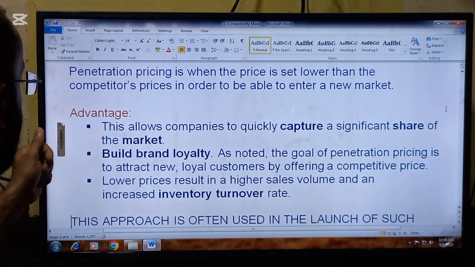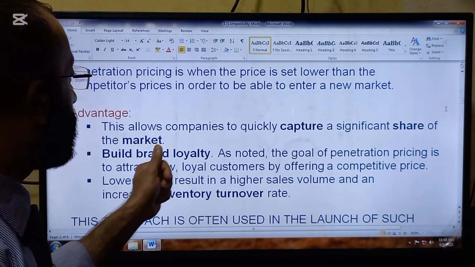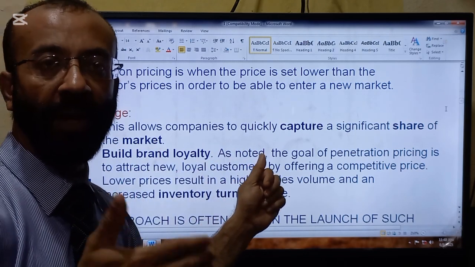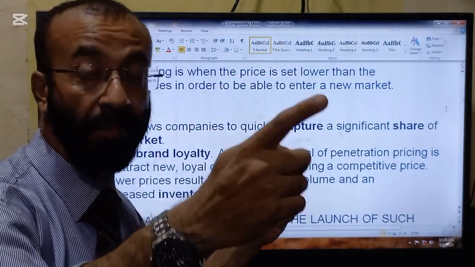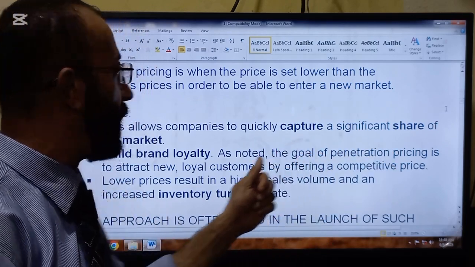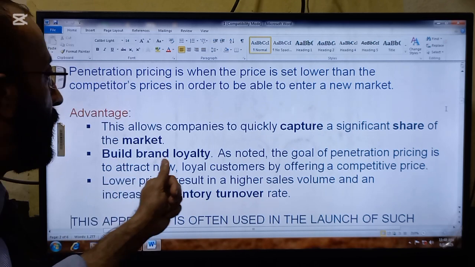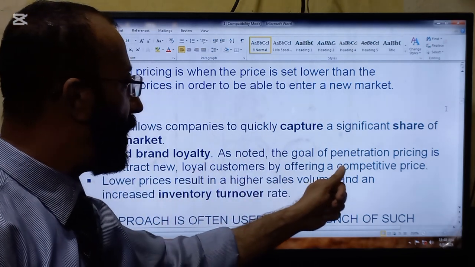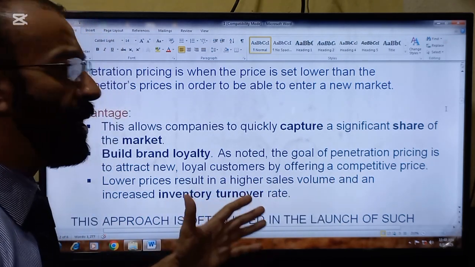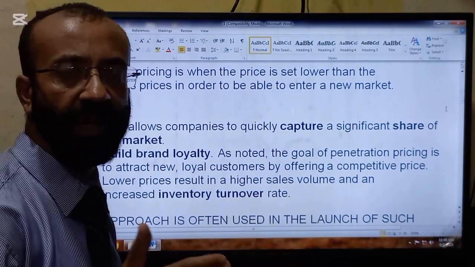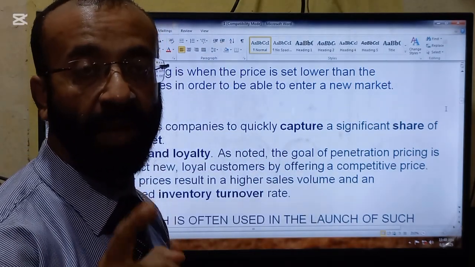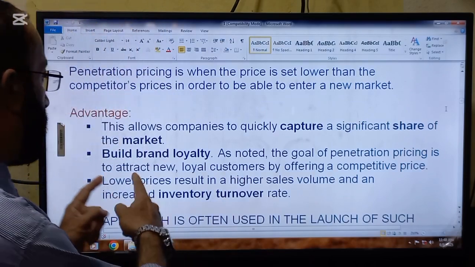Advantages of this strategy: it allows companies to quickly capture a significant share of the market, because you are offering a price lower than your competitors. Number two, build brand loyalty. As noted, the goal of penetration pricing is to attract new loyal customers by offering a competitive price. Customers are getting a lower price, so they will come to you rather than to your competitors, and they will be loyal to you. So this is the second advantage.